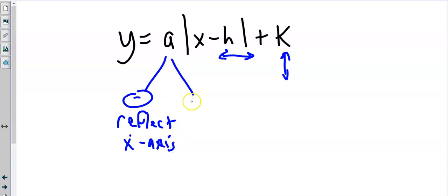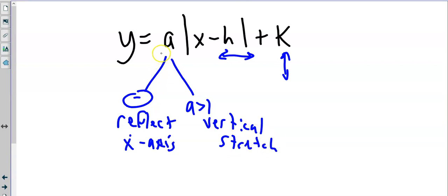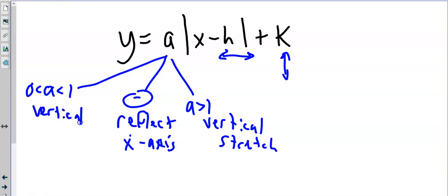And if a is bigger than 1, that's going to be called a vertical stretch. So it stretches it, makes it kind of skinny. I guess we could say this, if the absolute value of a is between 0 and 1, in other words, when a is really small, that's going to be called a vertical shrink. So it kind of makes it wider.